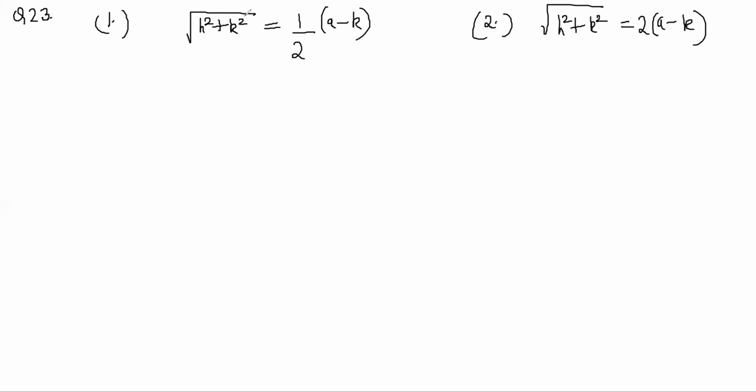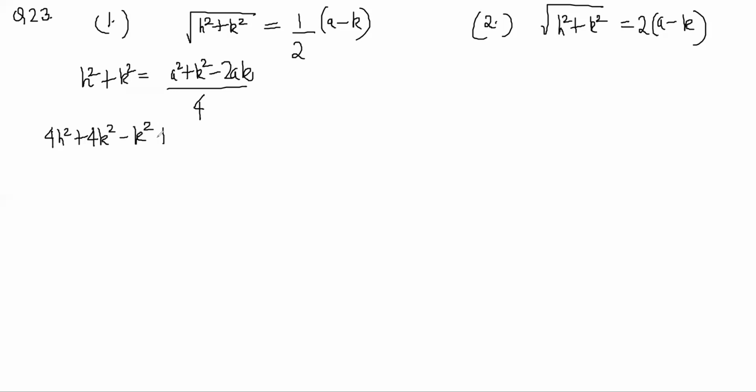Basically, I will do one case. H square plus k square is equal to A square plus k square minus 2Ak, all by 4. It becomes 4h square plus 4k square minus k square plus 2Ak is equal to A square. So it becomes 4x square plus 3y square plus 2Ay is equal to A square. This is the equation. The second one also you can similarly do.